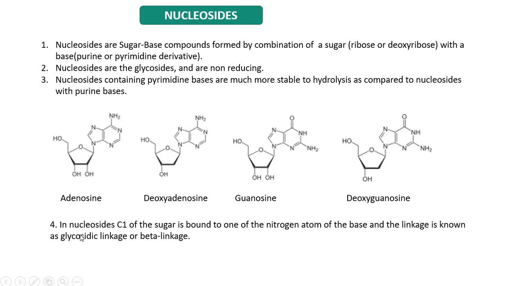So we can say that in nucleosides, the C1 of the sugar is bound to one of the nitrogen atoms of the base, and that linkage is known as a glycosidic linkage, or a beta linkage. So this is about nucleosides. These are just sugar plus base compounds. Sugar and base are attached to each other by means of a glycosidic linkage, and they are non-reducing. Now let's move further and see nucleotides.